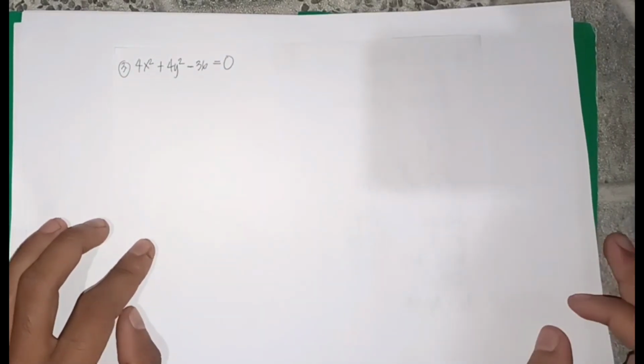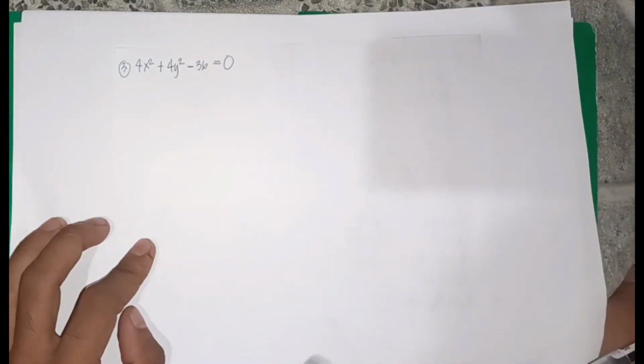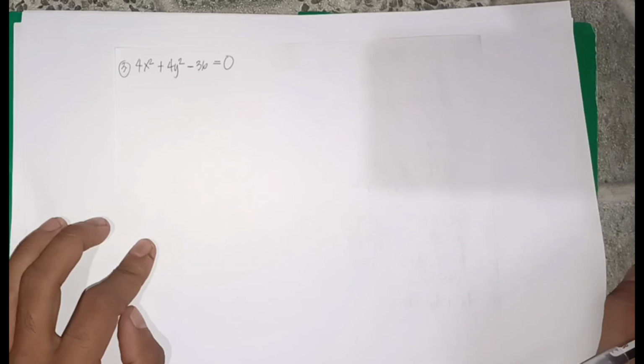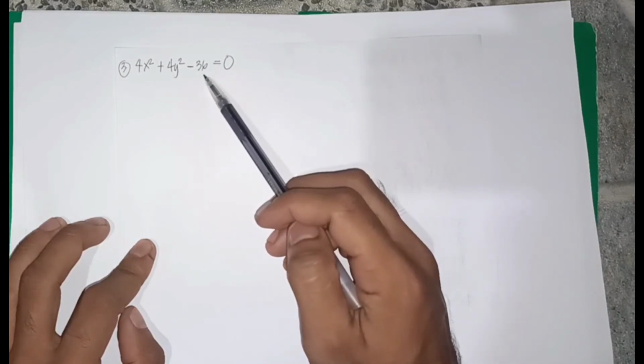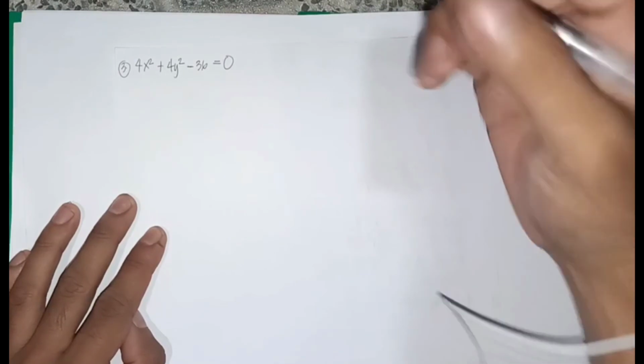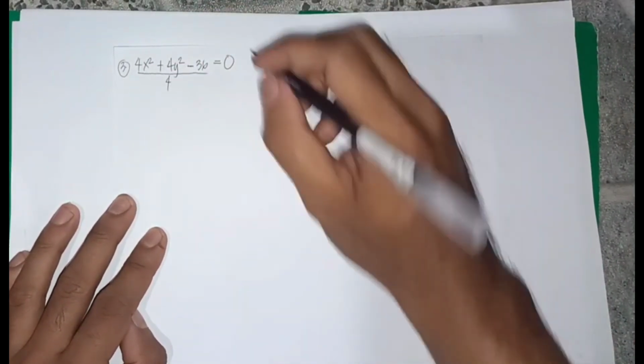So let's have another example here. Number 3: 4x squared plus 4y squared minus 36 equals 0. In this instance, there is a numerical coefficient in our expressions x squared and y squared. So we are just going to find the greatest common factor of these three terms: 4, 4, and negative 36. The greatest common factor here is 4. So we're just going to divide the equation by 4.